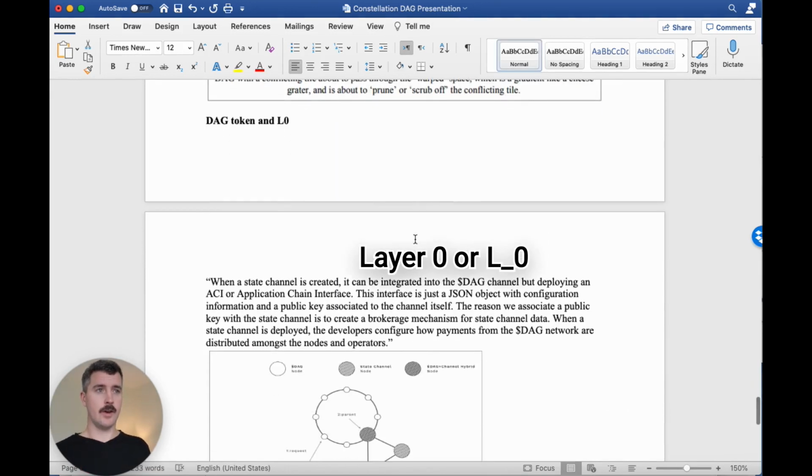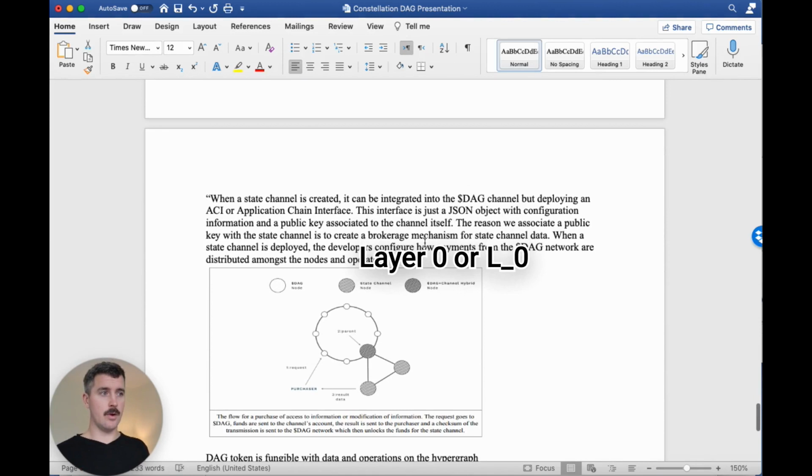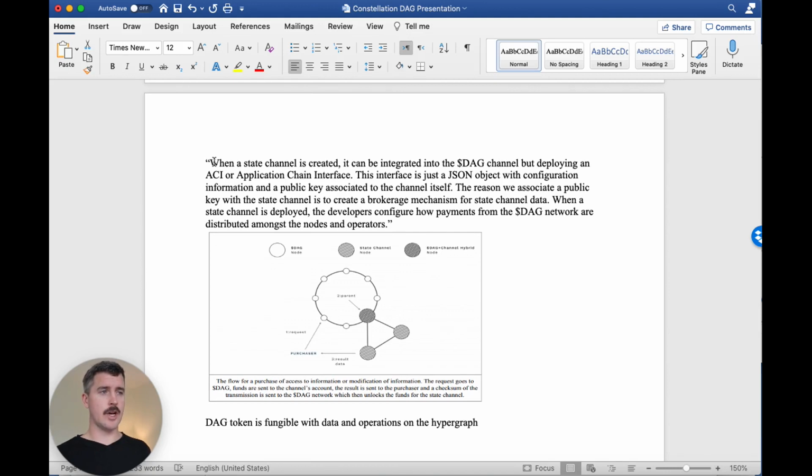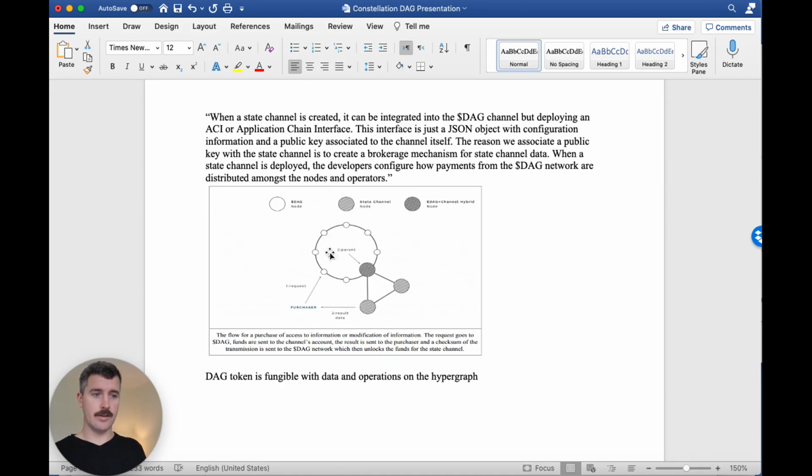So let's talk about layer 0. This basically is how DAG works in the context of the hypergraph. When a state channel is created, it can be integrated into the DAG channel by deploying an application chain interface. The state channel is created and then it's plugged into the L0. And when information is fed into that, they call it an emission. And basically the L0 substrate is fungible with the data that's being plugged into it.